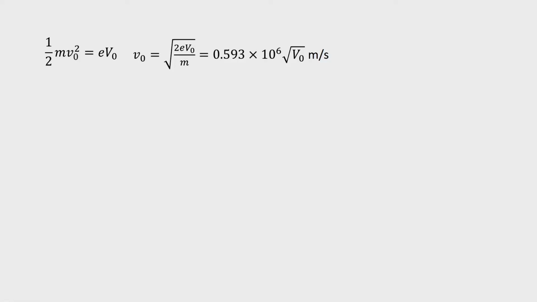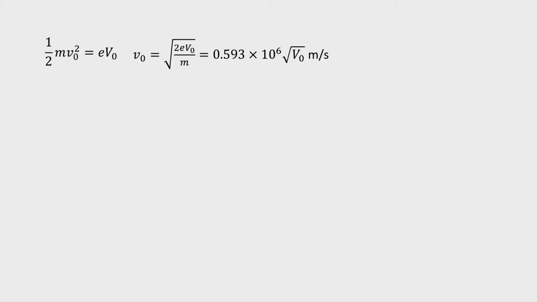the velocity of the electron after being accelerated by a voltage capital V naught is given by under root 2 e V naught by m. e is the electronic charge, m is the mass of the electron. So, when these typical values are substituted, we get the velocity of the electron to be 0.593 into 10 to the power 6 under root capital V naught meter per second.